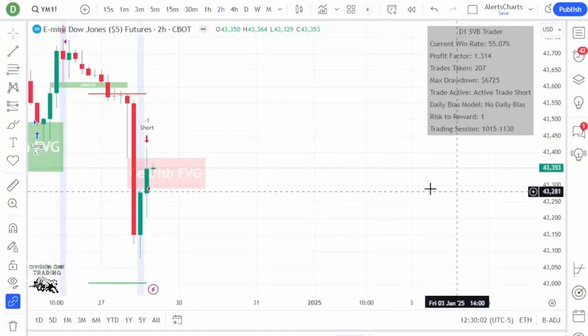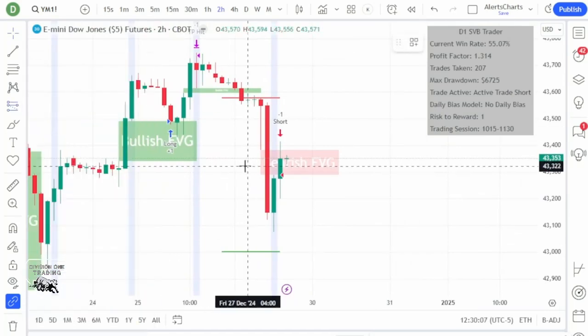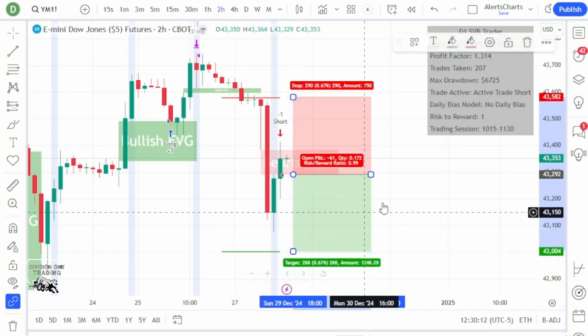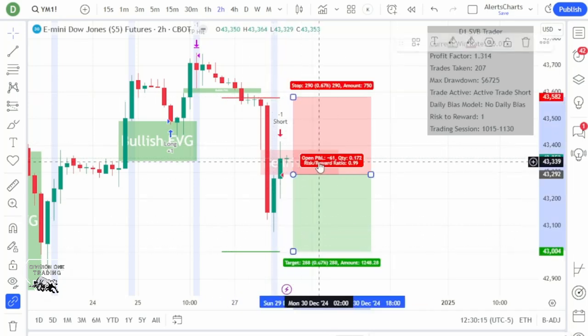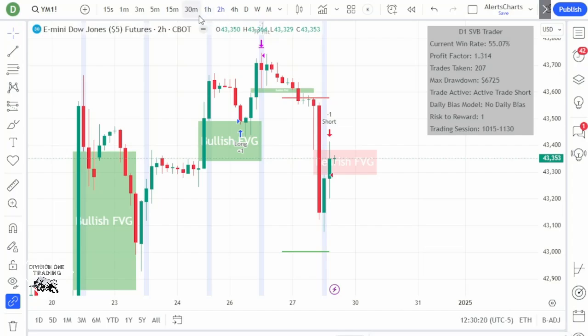Now, these setups are actually a lot easier to track because this is on the 2 hour. So we know that it took a short here. The stop is here, TP is here, and we're just waiting on the setup now. But it makes it a lot easier when you go to a higher time frame because you're going to be getting a lot more data.